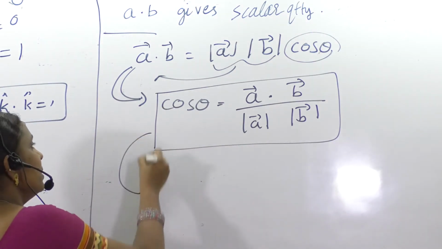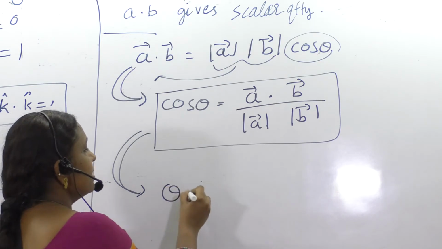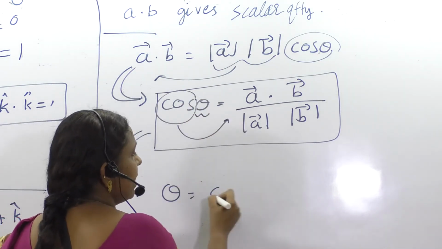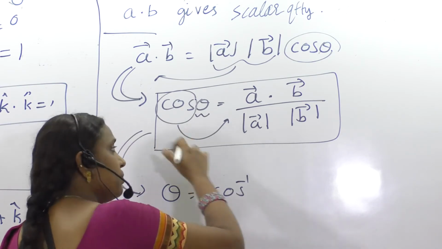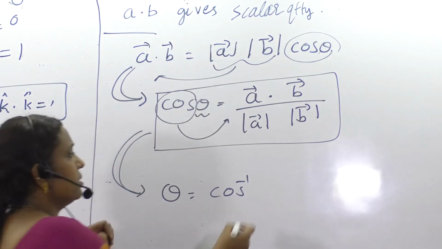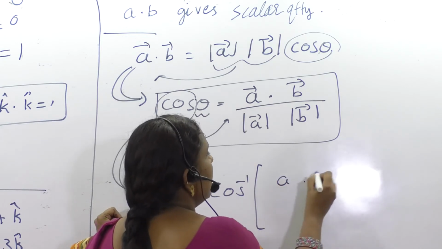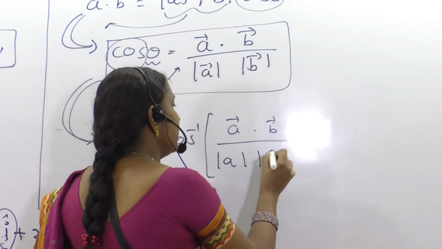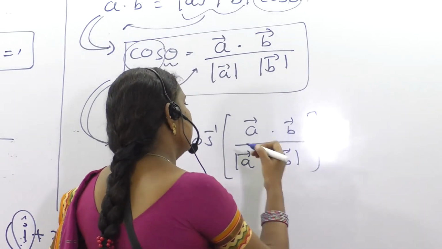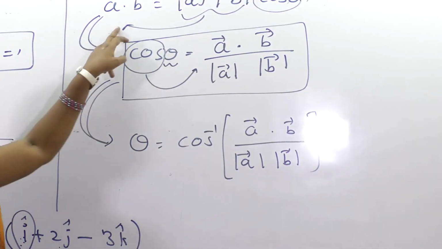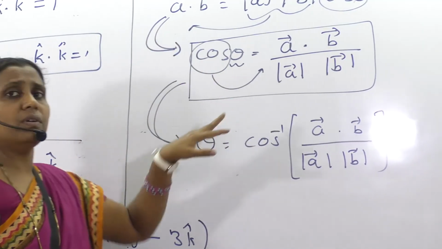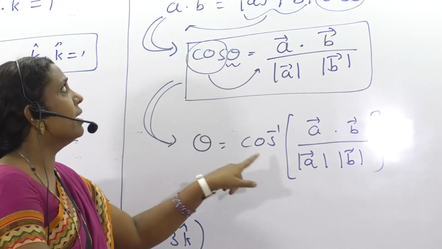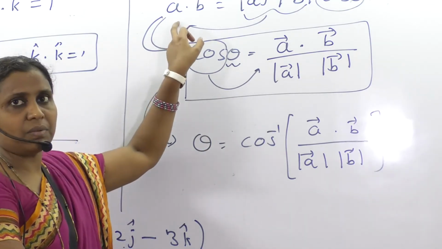Again from this, what can you say? Theta is equal to only theta. So this cos, if you take it to the RHS, it will be cos inverse. Cos inverse of what? A dot B by magnitude A, magnitude B. So from this formula: to find the cos of the angle, use this formula; to find the angle, use this formula; to find the dot product, use this formula.